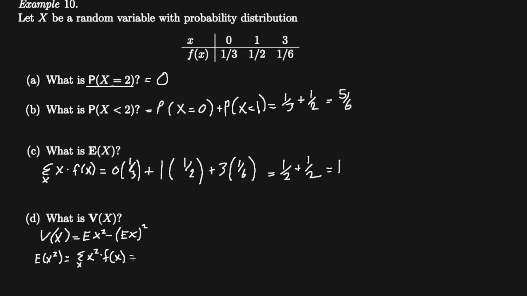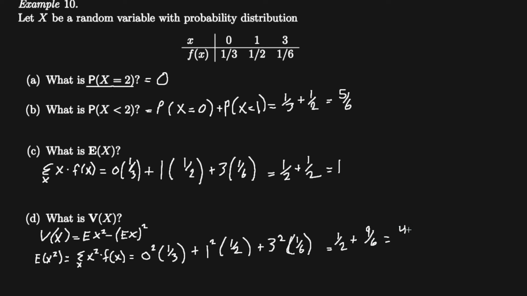It would be the summation of x squared times f of x, which is equal to 0 squared times 1/3 plus 1 squared times 1/2 plus 3 squared times 1/6, which is equal to 1/2 plus 9/6. If we add them up, it would give us 4/2, which is equal to 2. Now we can just plug that in. So the variance of x is equal to the expected value of x squared minus the expected value squared, same formula. So it's just 2 minus 1.